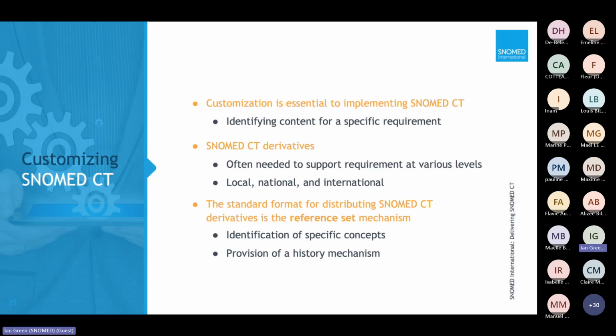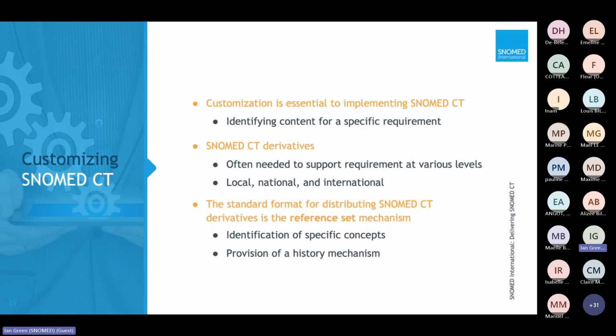It's often needed to support a requirement at various levels, either from the point of view of vendors building systems, or at the other end, from a national level, if you're specifying national data collection, a lot of that is just identifying a subset of terms that you want. So you're interested in chronic diseases, and you couldn't care less about anything else. Or you're interested in diabetes, but nothing else. That can be at a national level or a local level. Some of it we do at an international level, so there are certain subsets or value sets that are applicable internationally. There are fewer of them, but they do exist.